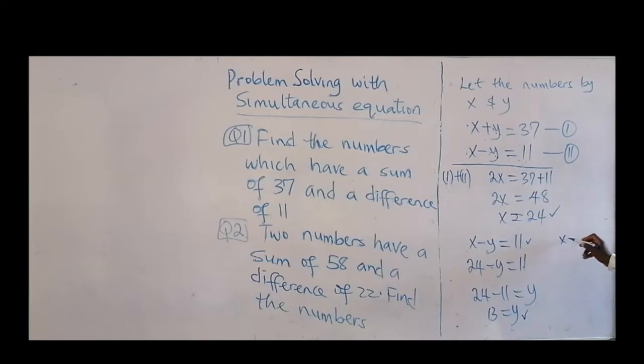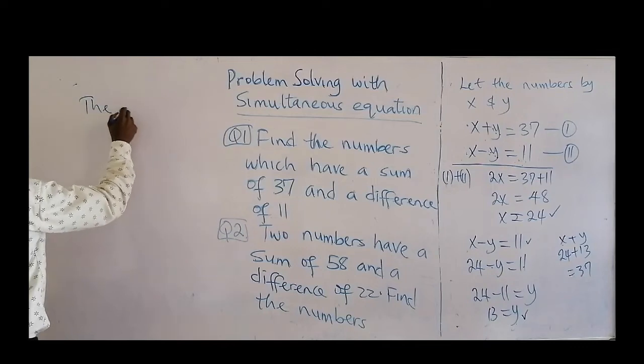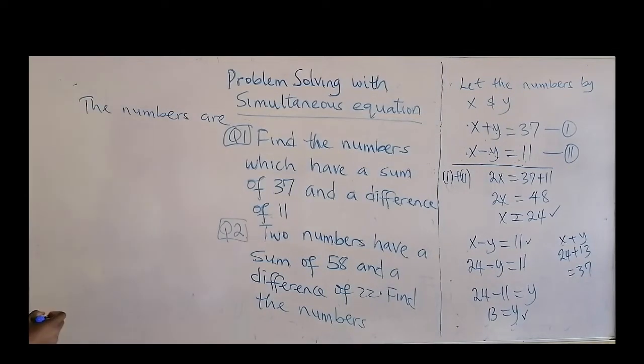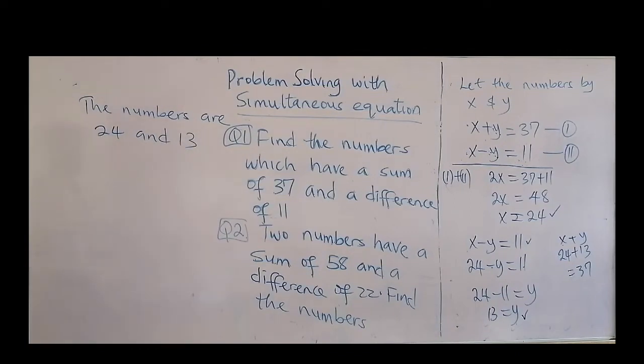x plus y: we have this one as 24 and this one as 13. Add them together, that's 37. Do it also for the second equation. So that confirms the values we got are correct. The next thing to do now is to form a sentence for the values you've got. The numbers are 24 and 13. So that's how to do word problems, problem solving. You need to form a sentence for your answer.